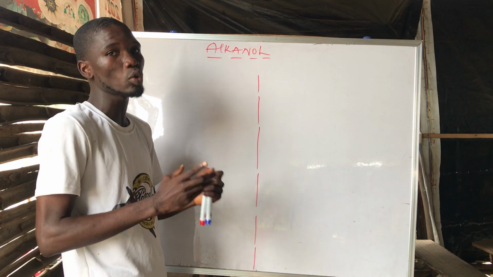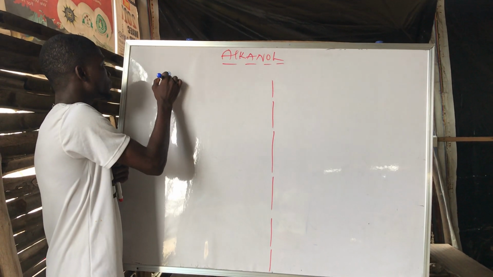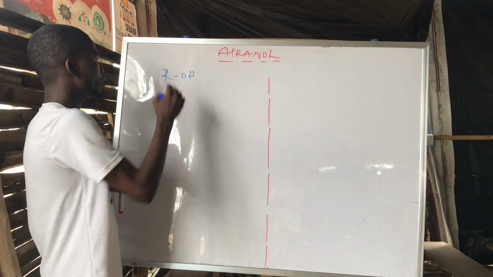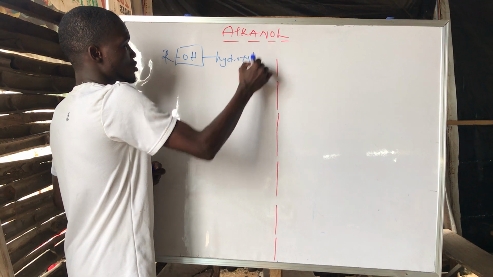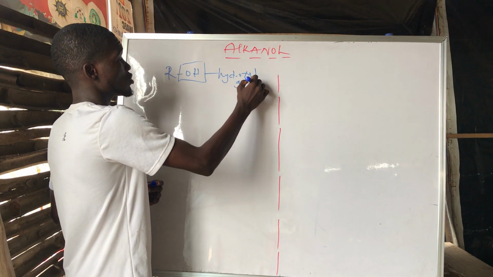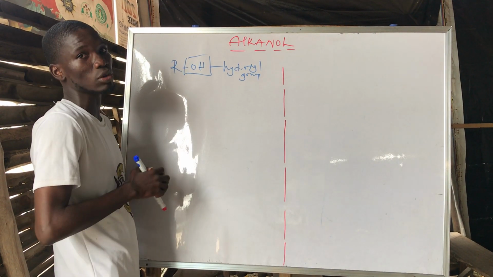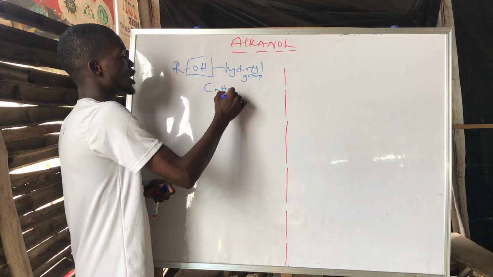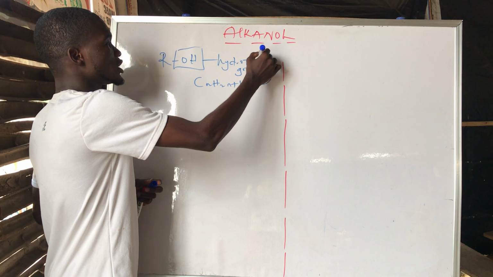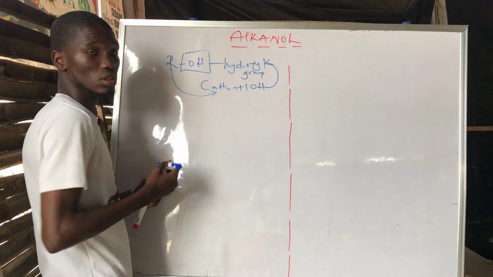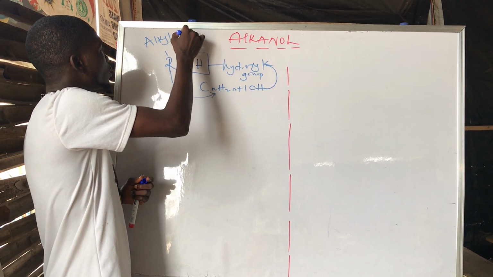Either we call it alkanol or we call it what? Alcohol. Don't forget that the functional unit of alkanol is ROH. This OH is being classified as hydroxy. So we call it what? Hydroxy group. And the general molecular formula of this is CnH2n+1OH. The OH is this. What you have here is the formula. Because when we look at the meaning of R, our R is the alkyl group.